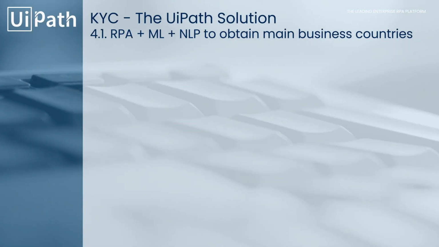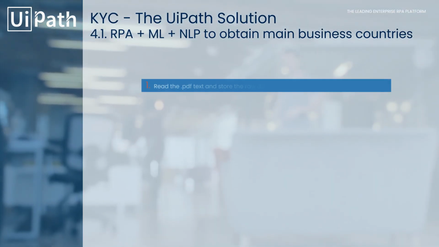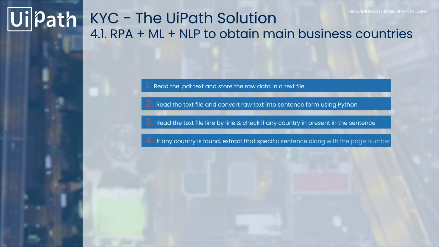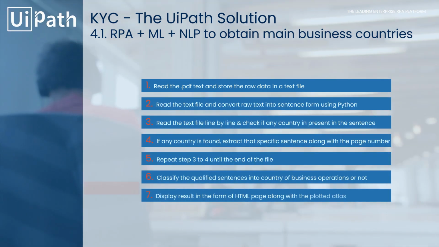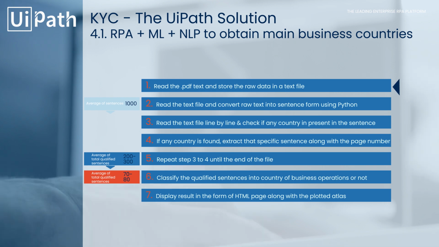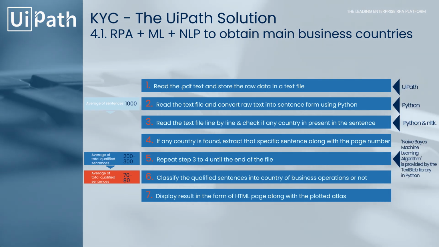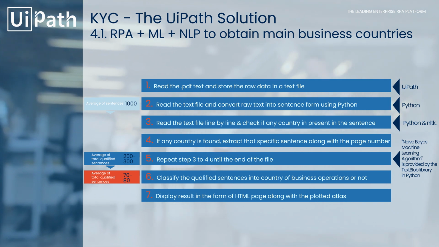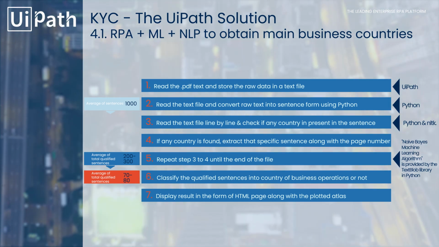Identifying the main business countries of a client from the annual report is a very time-consuming process. It may take hours per each client, as it involves reading line-by-line documents that run hundreds of pages, as well as identifying and extracting the page number and paragraph where the countries are found.